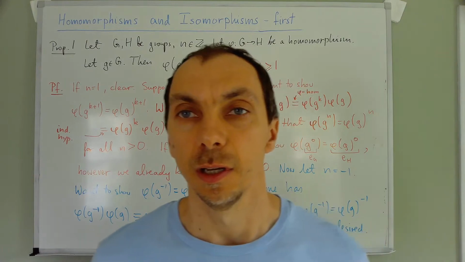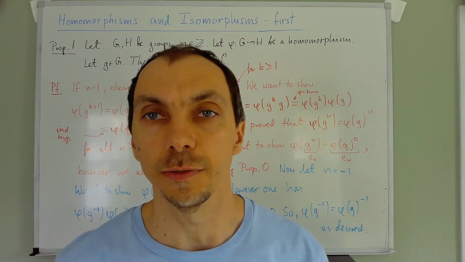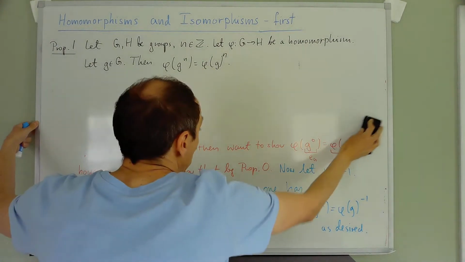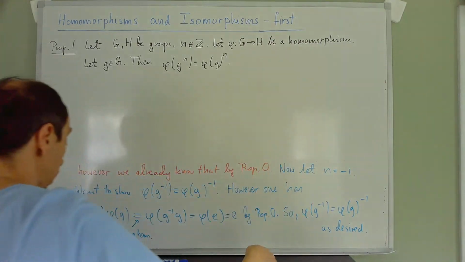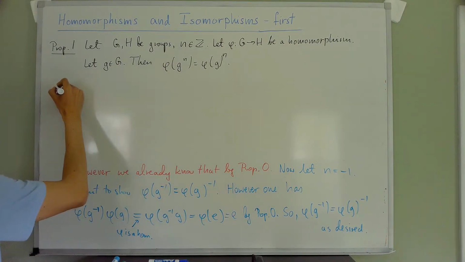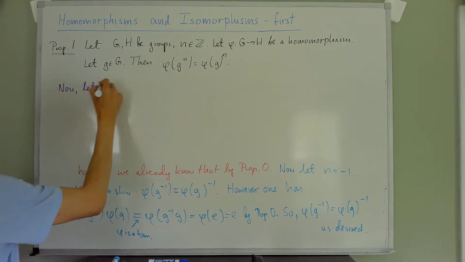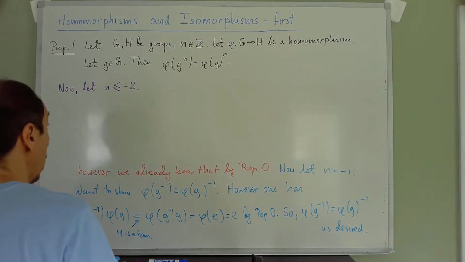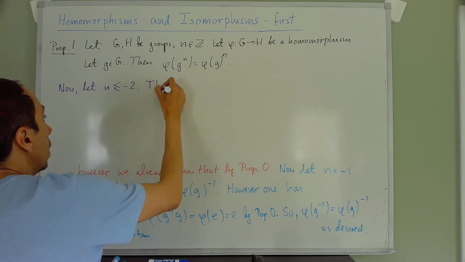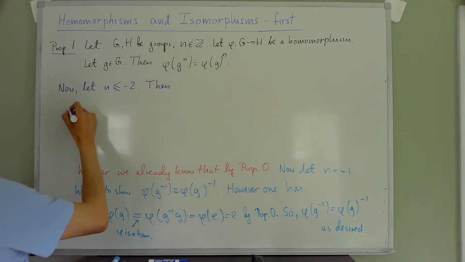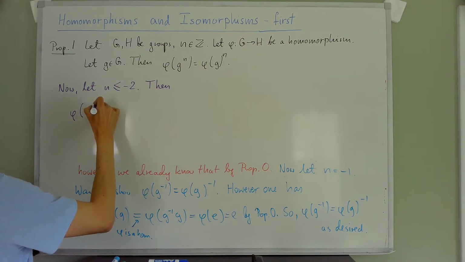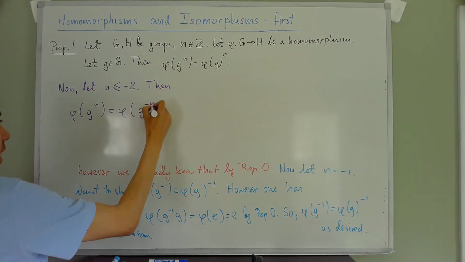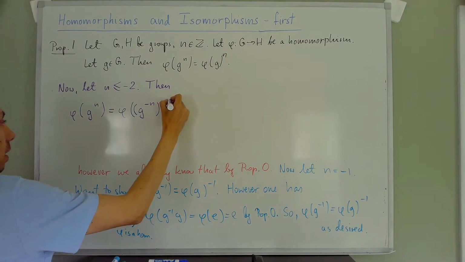So now we know the statement for all non-negative n's and also for n equal minus 1. So now let's take an arbitrary negative n. So now let n be less than or equal to minus 2. Then I write phi of g to the n as phi of g to the minus n inverse.